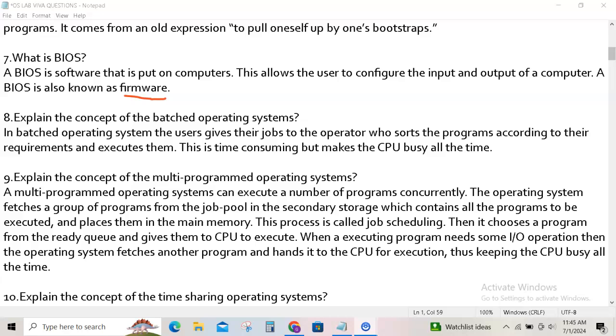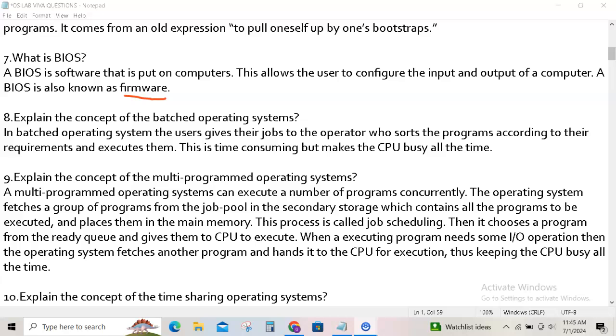Next, explain the concept of a multi-program operating system. Multi-program operating systems are those that execute multiple programs concurrently. The operating system in this case would fetch a group of programs from the job pool and keep them in the secondary storage, and then it has to place them in the main memory.